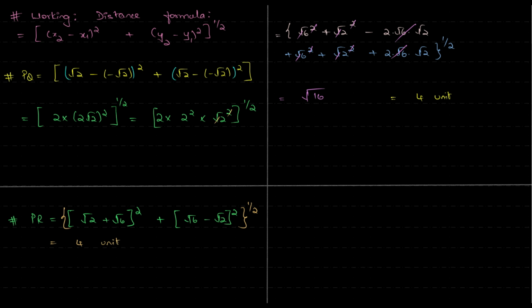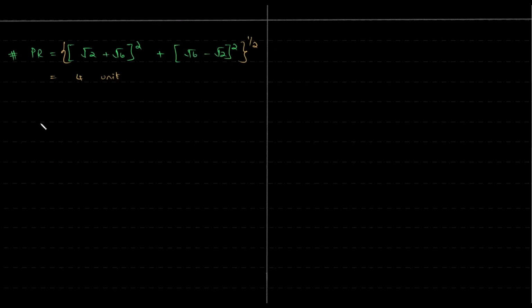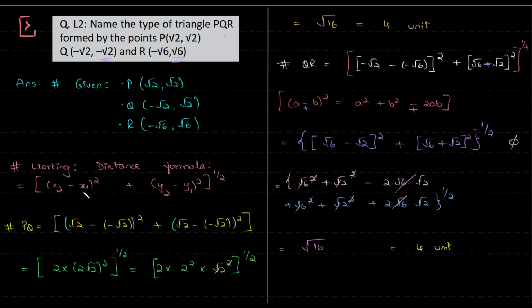So what is the conclusion? Since all the sides are equal, it's an equilateral triangle. It's an equilateral triangle. That's it. That's your type of triangle. You can pause and have a look at the answer.